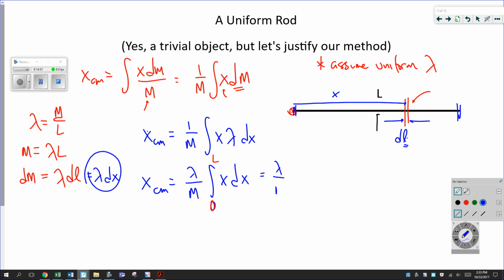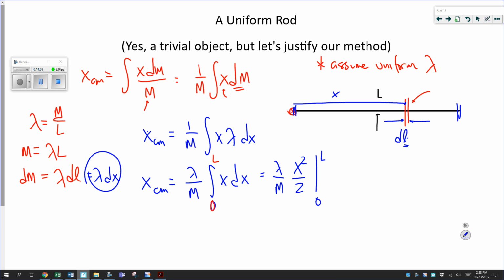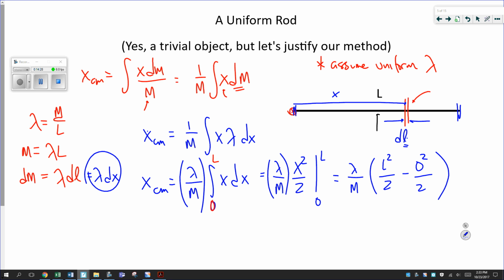So we have lambda over m times x squared over 2, evaluating from 0 to L. Integrating x dx gives us x squared over 2. So we evaluate, and that means, quite literally, you might not write this, but we have to do L squared over 2 minus 0 squared over 2. Some of my students are a little quick or perhaps improper when evaluating integrals using their limits. Okay, sure, that goes away. So what do we get?